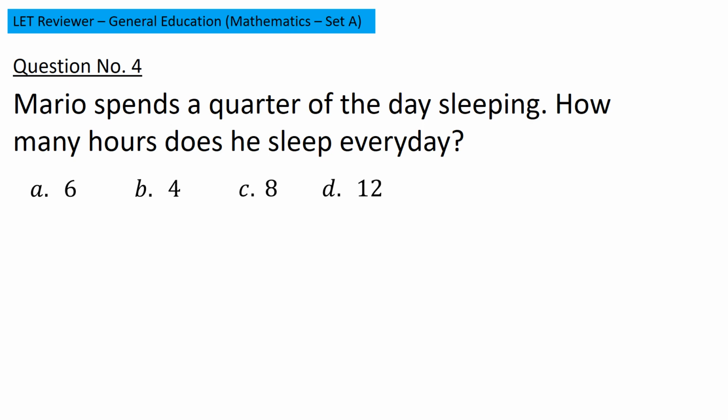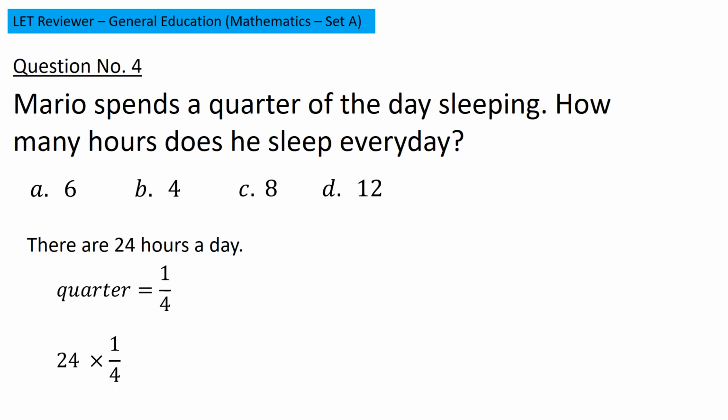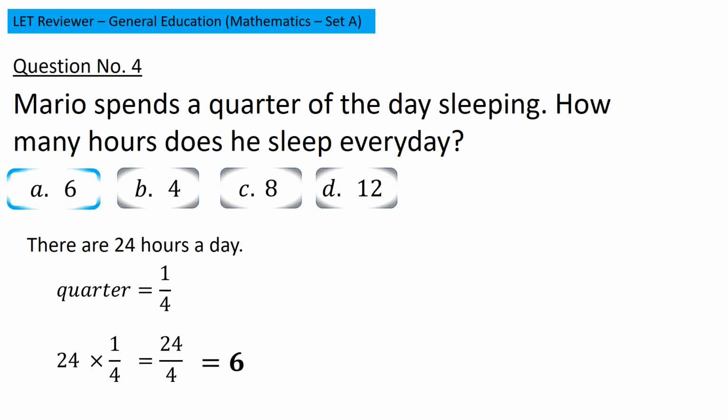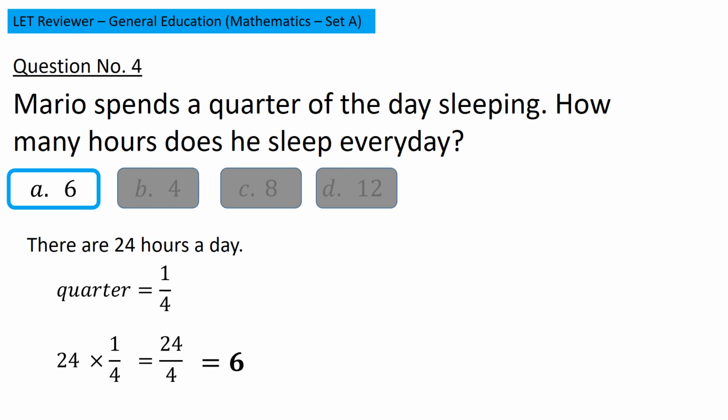So, remember that there are 24 hours a day. Kapag sinabi naman nating quarter, it means 1/4 or it can also be 25%. So, what we will do now is to get the quarter of 24, we multiply 24 by 1/4. So, 24 times 1/4, that will give us 24/4. So, 24/4 is also the same as 6. So, our answer here is letter A, 6. So, Mario spends 6 hours sleeping every day.